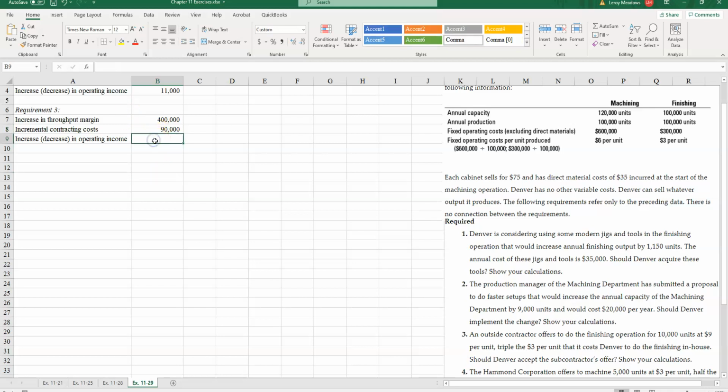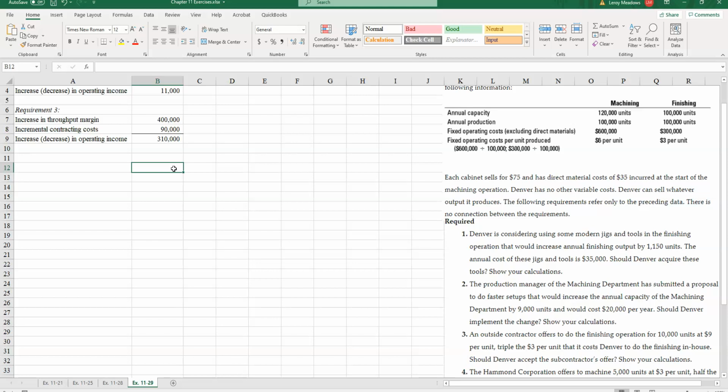So in this case, what's my increase or decrease in operating income? Well, I'm going to get additional throughput margin of $400,000, and to get that $400,000, it's only going to cost me $90,000. So I actually have an increase in operating income under this scenario of $310,000. That's why we do not focus on fixed cost per unit, or on irrelevant costs. We want to look at each decision we're going to make, and see how it increases or decreases operating income.